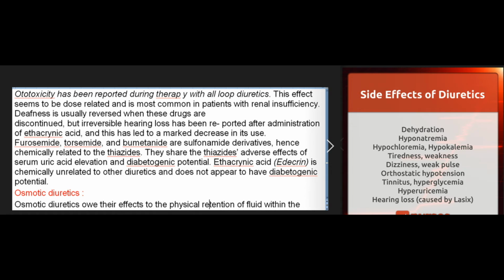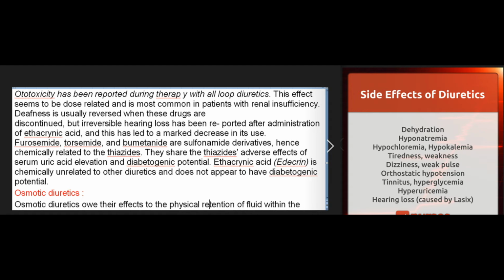This effect seems to be dose-related and is most common in patients with renal insufficiency. Deafness is usually reversed when these drugs are discontinued, but irreversible hearing loss has been reported after administration of ethacrynic acid, and this has led to a marked decrease in its use.